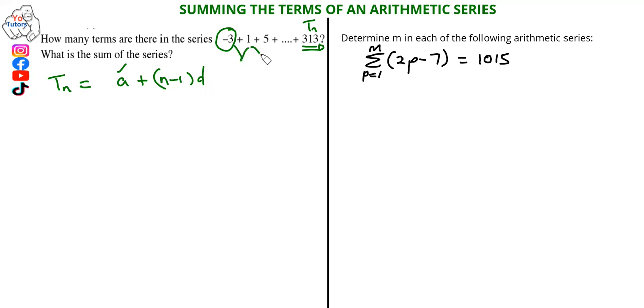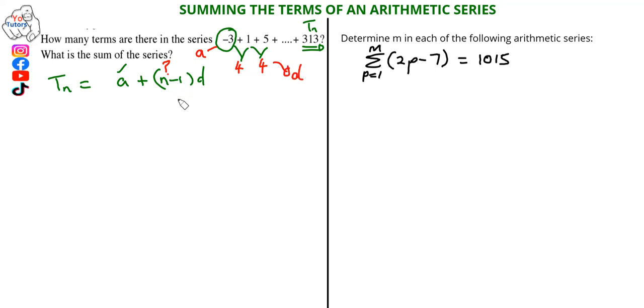So this is not much of a problem, because when we are looking for how many terms, we are looking for n. Our n is the unknown in this case. We are given our a. What about d, the common difference? 1 minus negative 3 gives us 4, and 5 minus 1 also gives us 4. So we have our d.